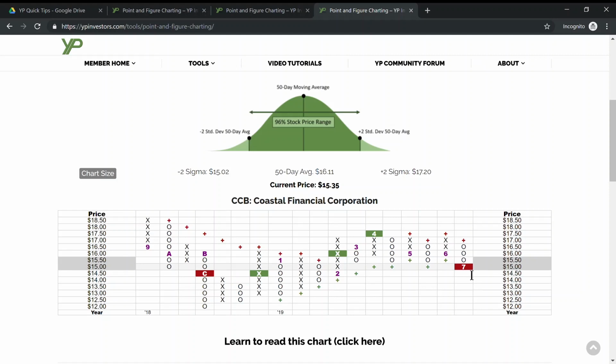So if it hits that sell signal and you own this stock in particular, you might want to sell out right now at $15 before it drops down to $12 or $1. Who knows how far it's going to go down.